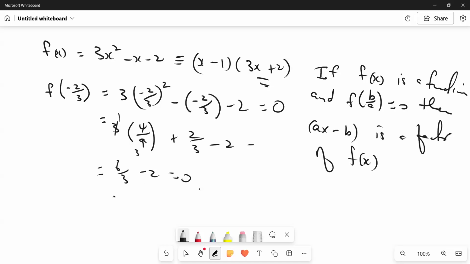And we see that with this, right? We see that with that. We got a function 3x squared minus x minus 2. That's this function here. You factorize it, you get this. And indeed, when you put x equal to minus 2 over 3, look at what happens. You end up with 0, right? Which tells you that 3x plus 2 is a factor.